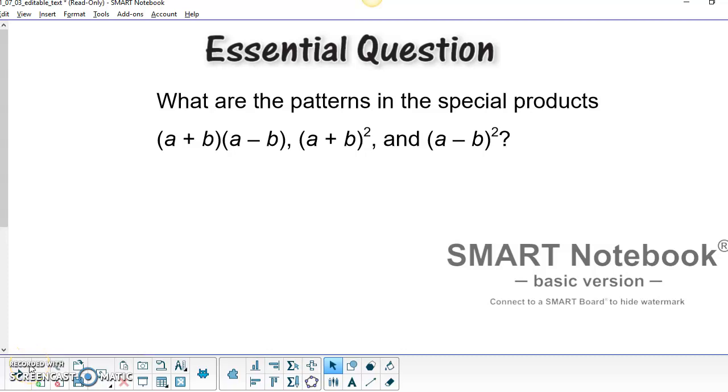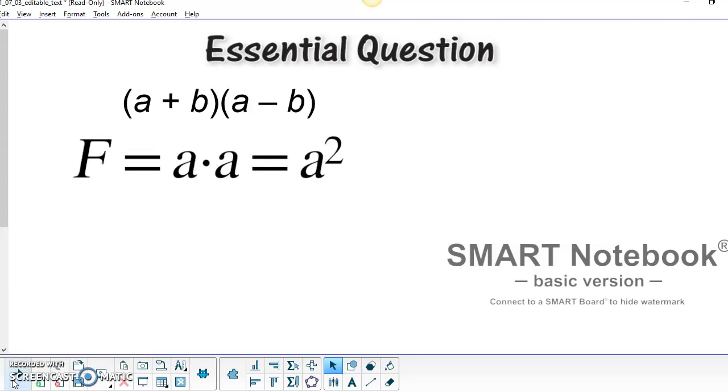Hi, so today we're going to be talking about special products. Before we left for our extended break, we talked about different ways to multiply binomials. Remember, a binomial has two terms. We talked about the box method, the FOIL method, distributive property, a couple different options for you. Now there's one more method, and these are kind of a time saver. So today we're going to talk about the patterns for the special products.